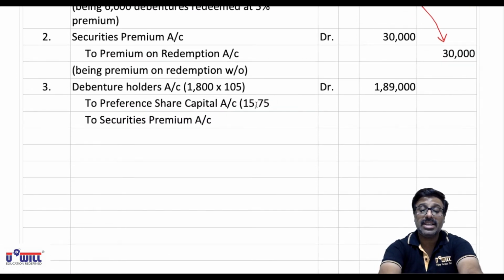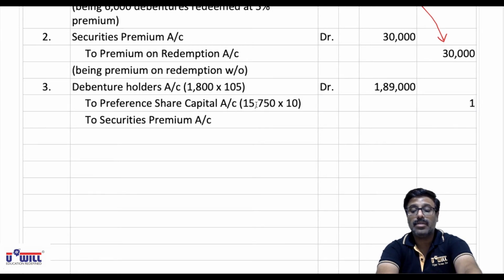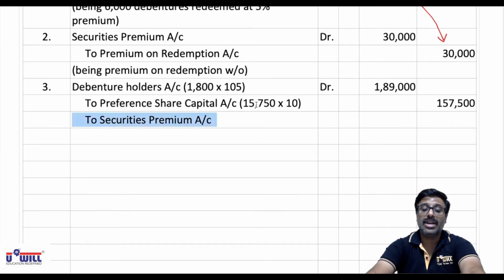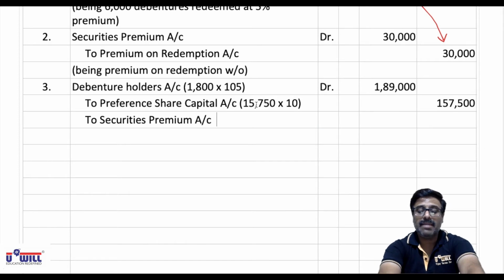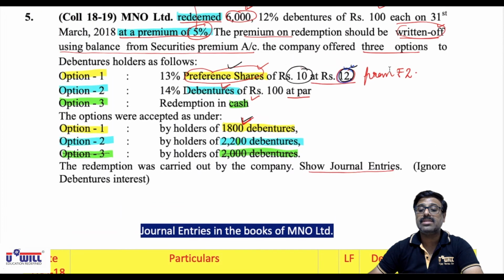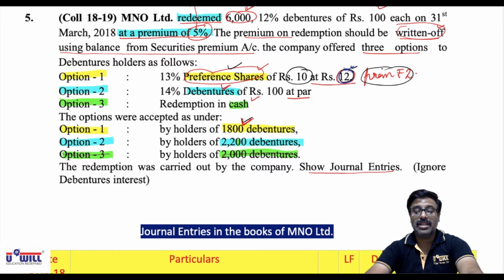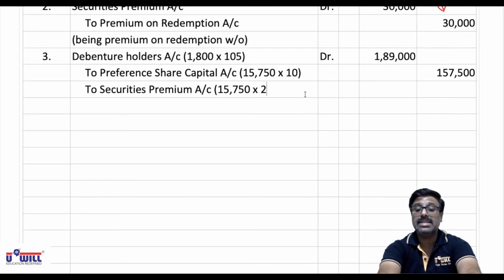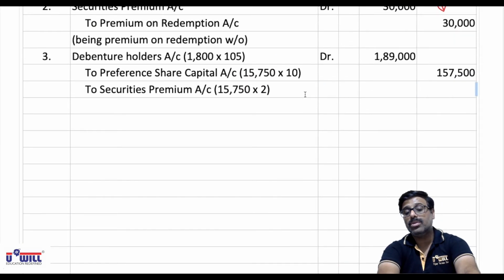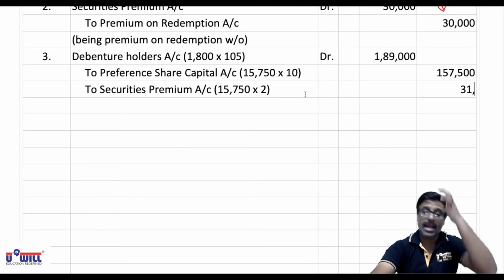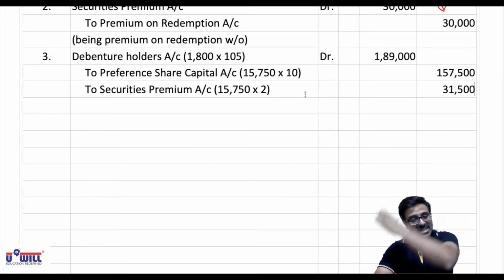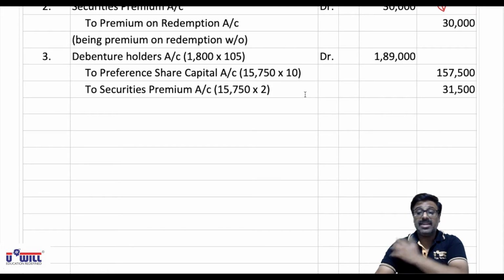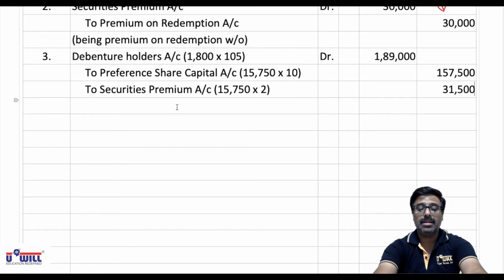15,750 into 10 rupees, that is 1,57,500. And security premium with what amount? Same 15,750 preference shares are given at a premium of 2 rupees. So same 15,750 preference shares into premium of 2 rupees. Okay, so that would come to 31,500. And you can cross check: 1,57,500 plus 31,500 comes to 1,89,000.